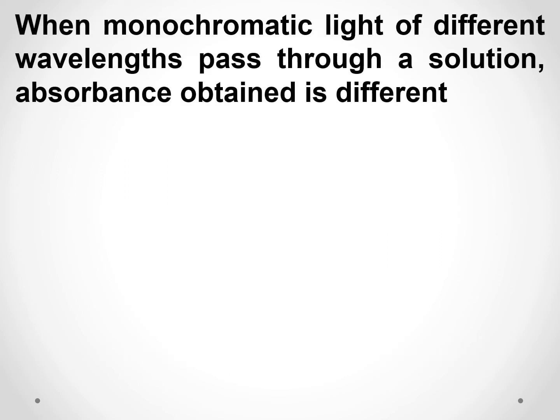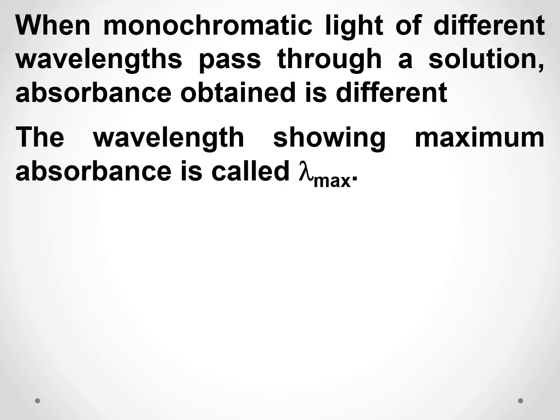When monochromatic light of different wavelengths passes through a solution, the absorbance obtained is different. The wavelength showing maximum absorbance is called lambda max. That is what we saw earlier. If you allow different wavelengths to pass through the same solution, the absorbance shown by each wavelength will be different, but one wavelength will show maximum absorbance, and that wavelength is called lambda max.